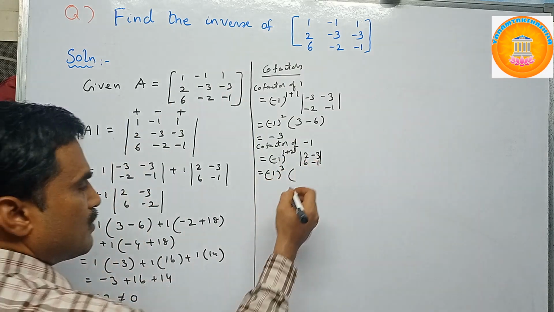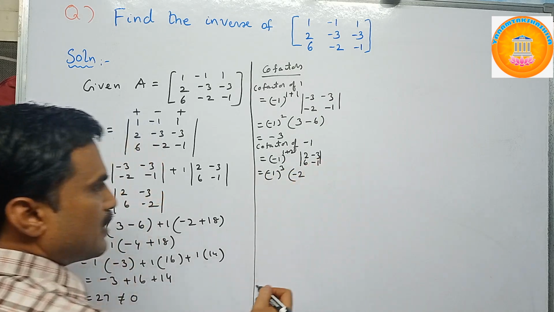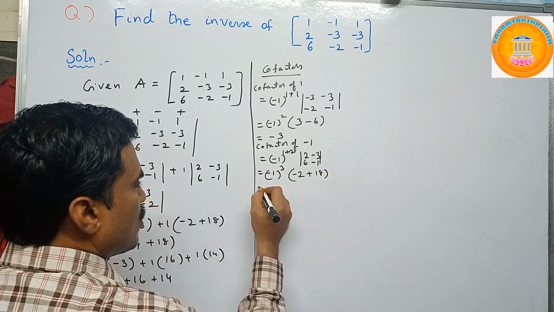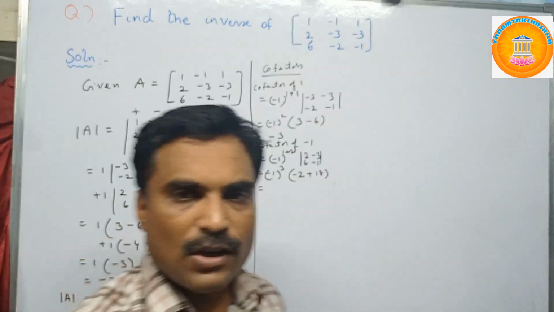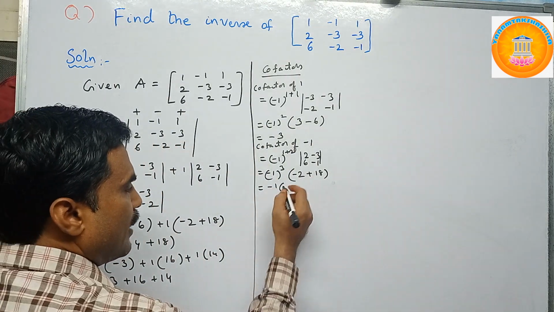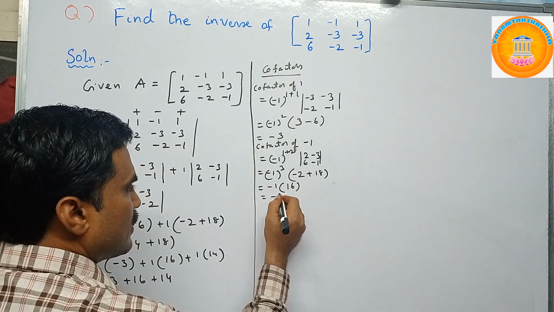Now 2 into minus 1 is minus 2. Now 6 into minus 3 is minus 18. So one more minus will be there, so it will be plus 18. So minus 1 cube. Now 3 is an odd number, so minus 1 power 3 is minus 1. So minus 1 into 18 minus 2 is 16. So we will get minus 16.